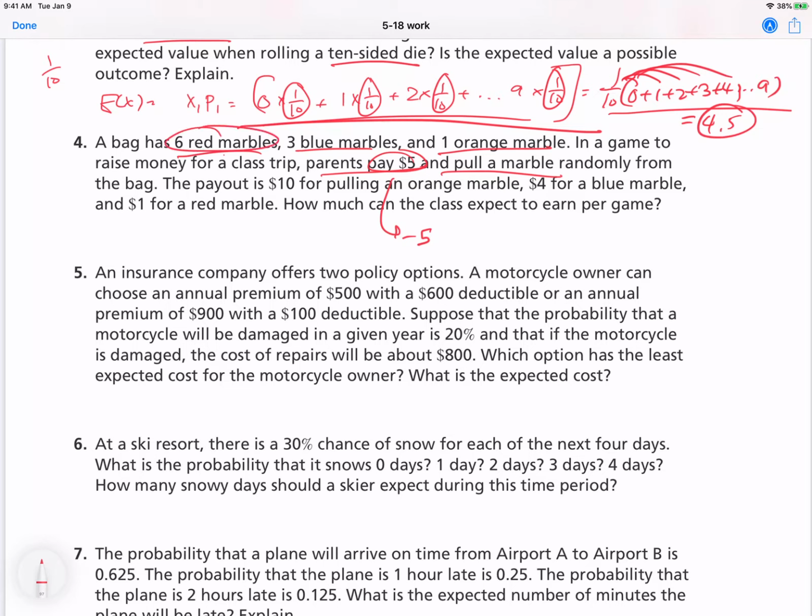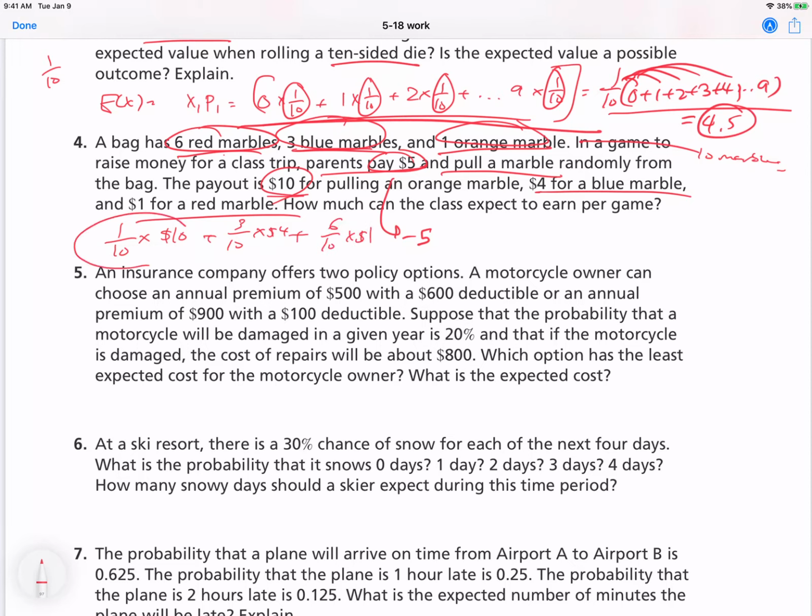So if you have 6, 3, and 1, that means I have a total of 10 marbles. And the chance of you pulling an orange marble would be 1 out of 10, but the value of that would be $10. The chance of you pulling out a blue marble would be 3 out of 10, but the value of that is $4. And the chance of you pulling a red marble is 6 out of 10, but your payoff is $1.